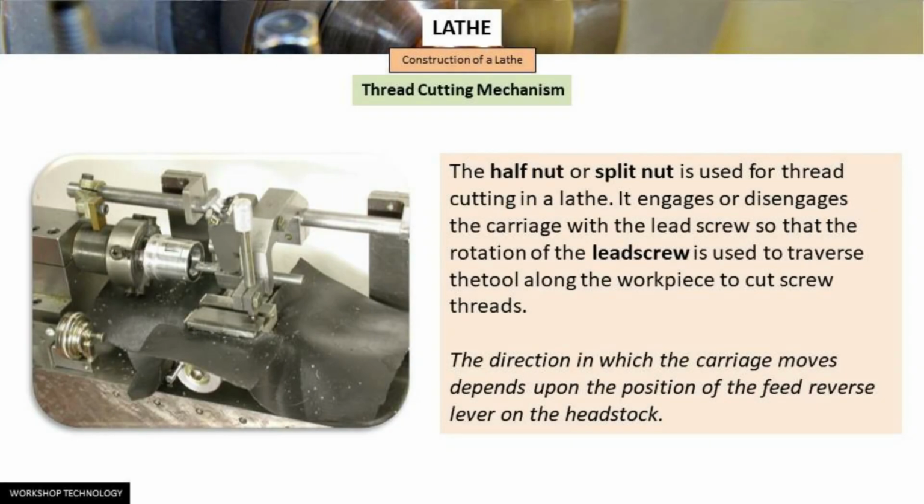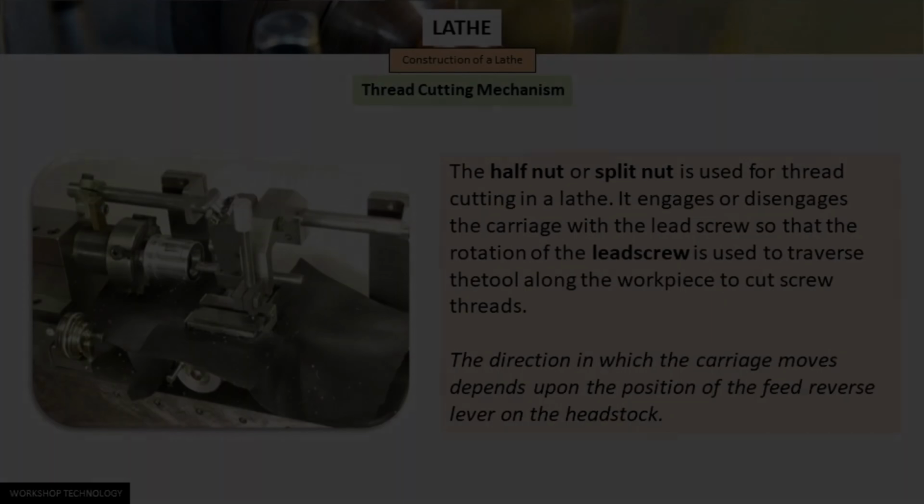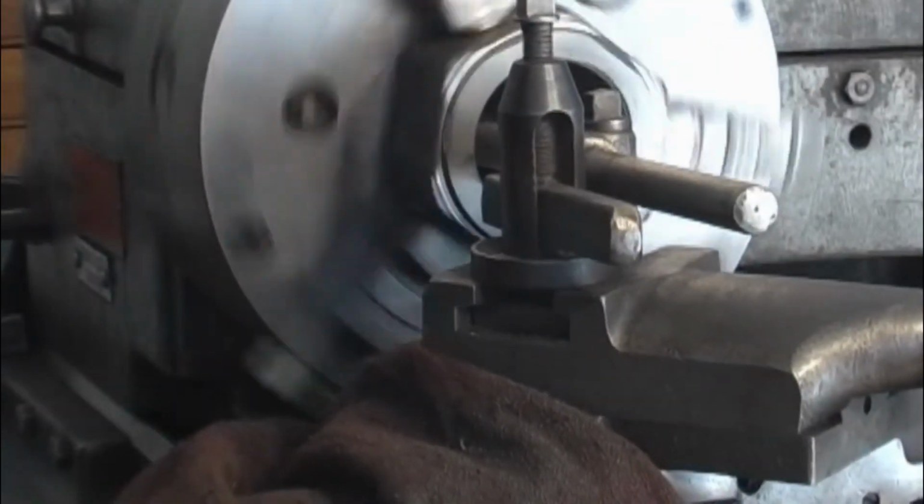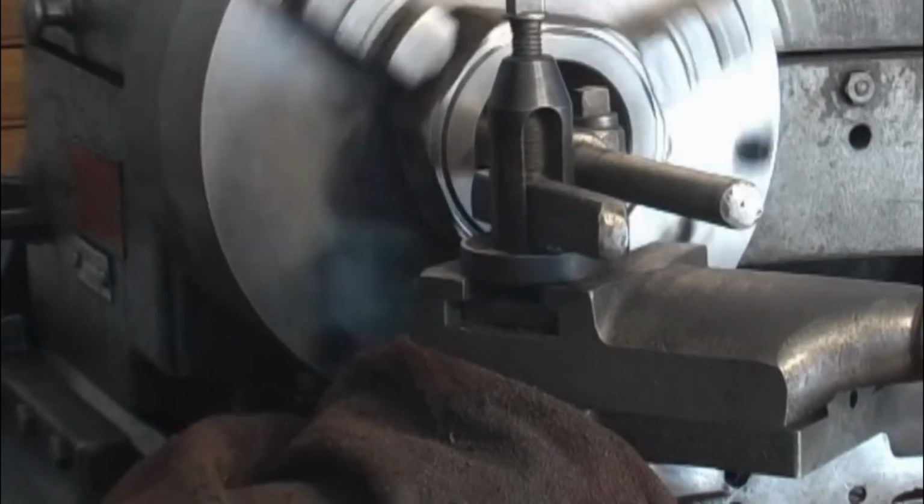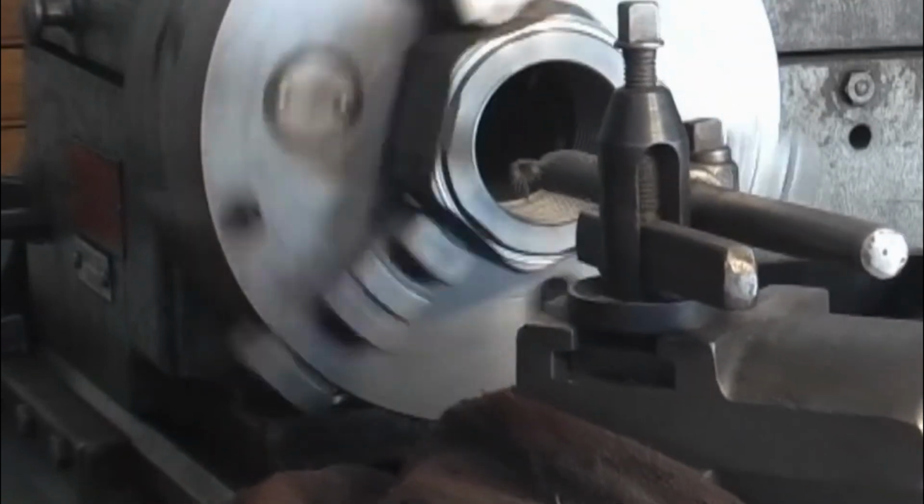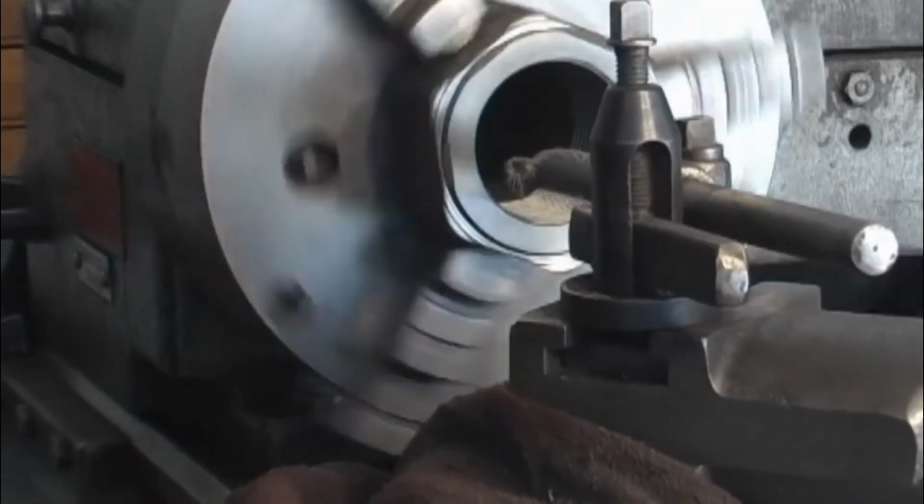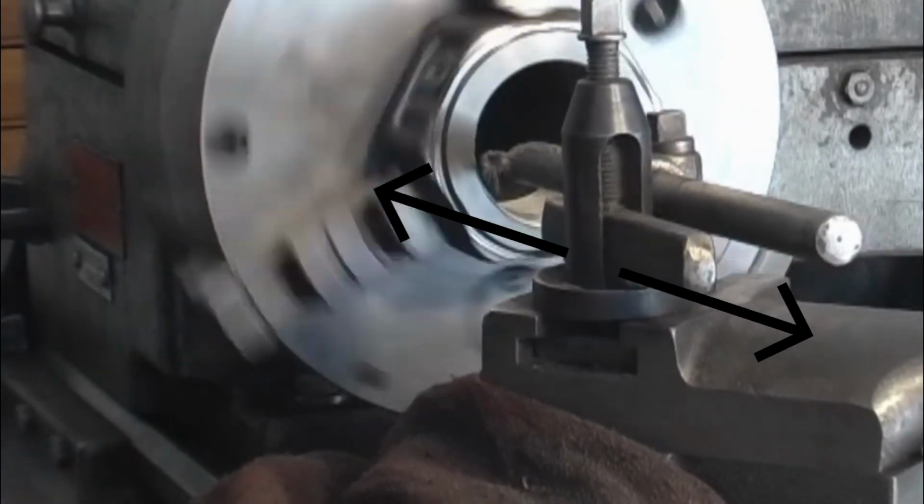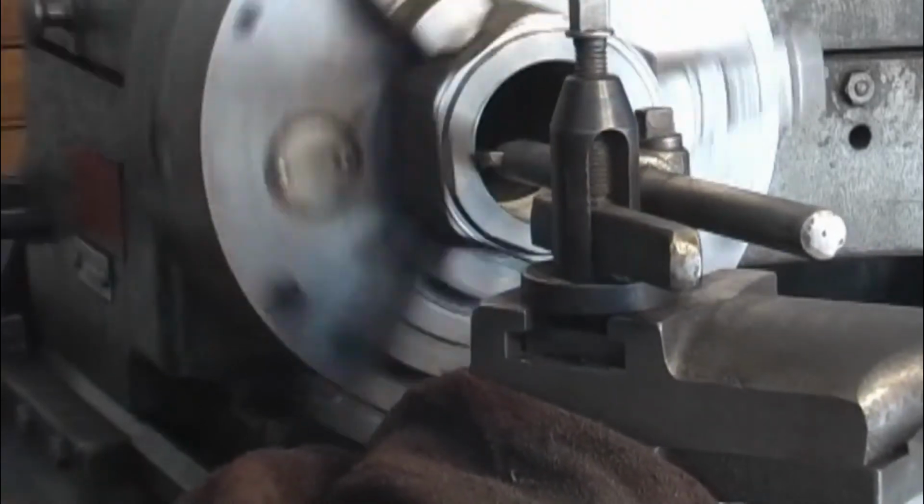And then we have the thread cutting mechanism. The half nut or split nut is used for thread cutting in a lathe. It engages or disengages the carriage with the lead screw so that the rotation of the lead screw is used to traverse the tool along the workpiece to cut screw threads. The direction in which the carriage moves depends upon the position of the feed reverse lever on the headstock.